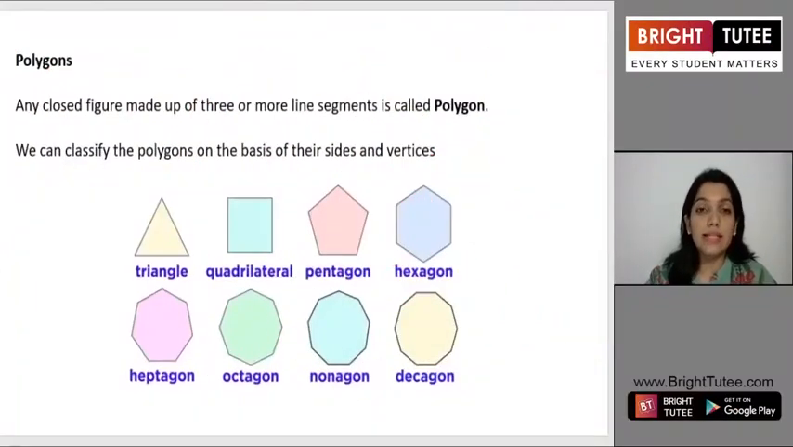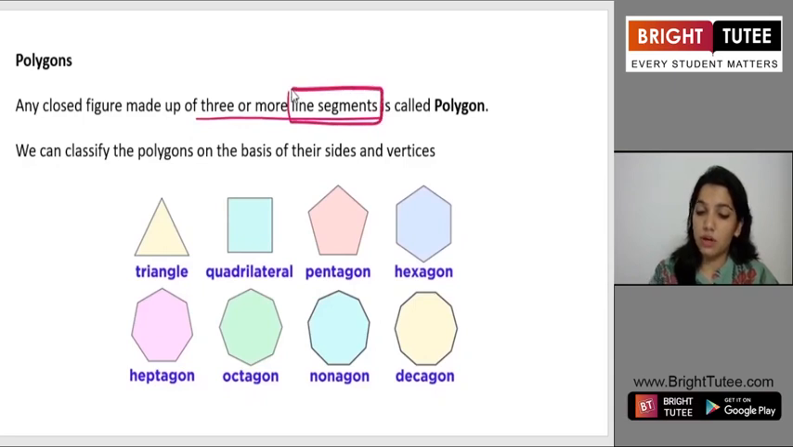Now, let's start with polygons. I hope we are clear with quadrilaterals. Now, let us learn about polygons, which is a special figure. And in polygons, we have got several n number of figures that it can comprise of. And just one thing to remember is that it has got three or more line segments.